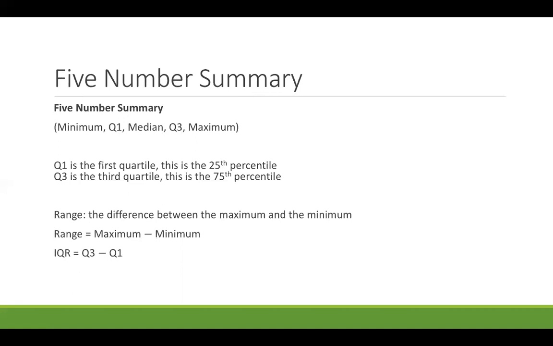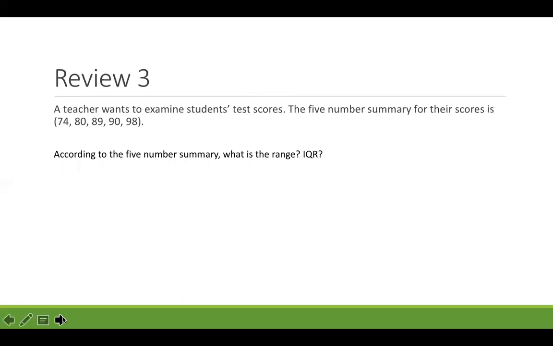And then IQR is the interquartile range. It's similar to range in that we subtract the first quartile from the third quartile, so Q3 minus Q1. If we're given a 5-number summary, we are able to calculate range and IQR. So we're going to do that right now.